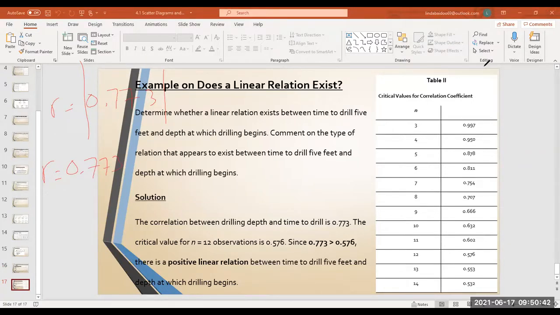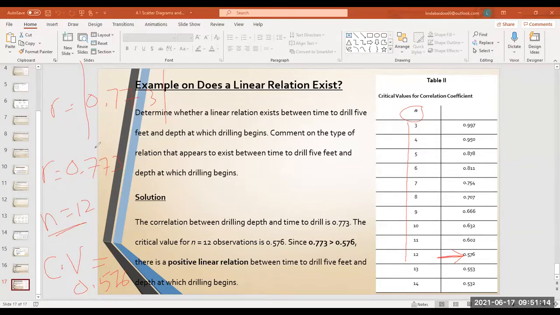Now we go to our table here. We are going to look for the critical value corresponding to n equal to 12. Go to n here, look down all the way to 12, and look for the value corresponding to 12. Our critical value, which I'm writing as CV, is 0.576. This table will be given to you, so don't memorize it. So our critical value is 0.576.